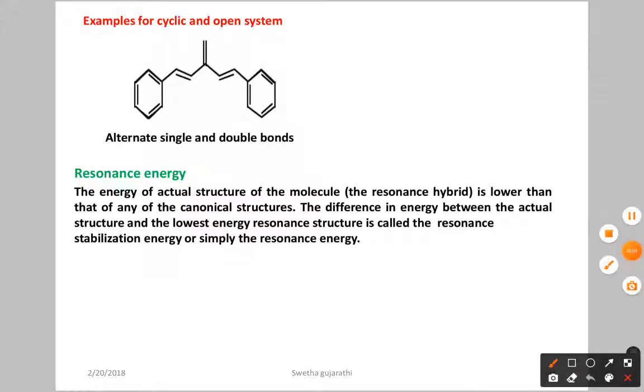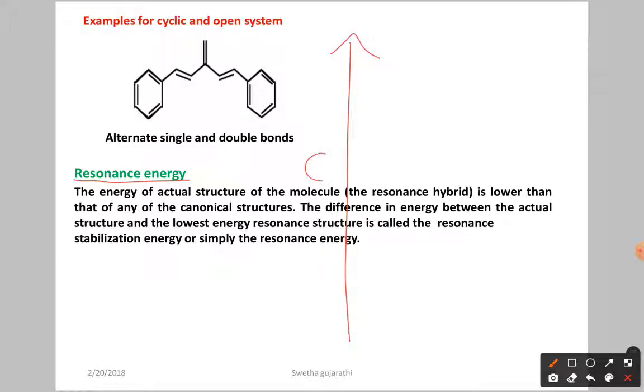Hello students, in the last video we came to know resonance structures. Resonance structures are also called what? Canonical structures. Now let us discuss resonance energy. For that understanding, here I am drawing some resonance structures of benzene.